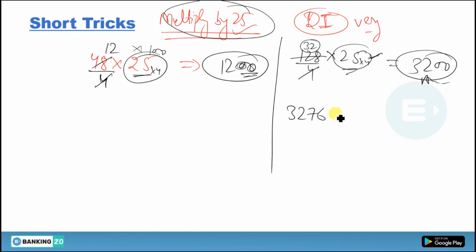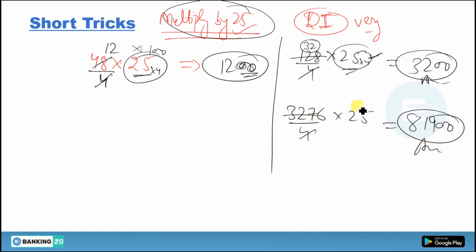Now see one more question. 3276 multiplied by 25, what are you getting? Just divide this by 4. 8 4s are 32. Now 19 4s are 76, and 00. This one is the answer. This is quite simple, man.